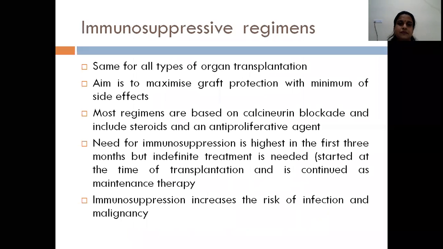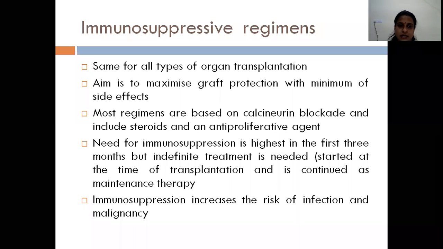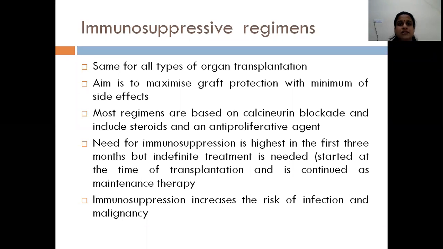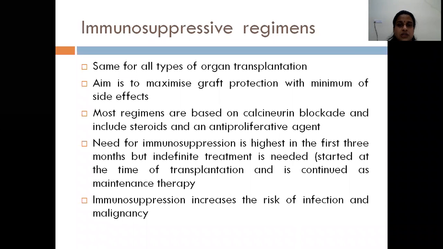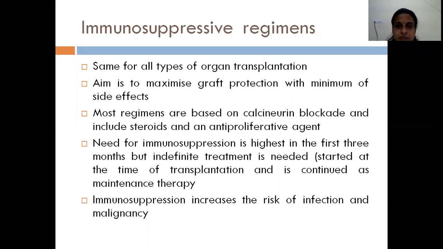So what are the various immunosuppressive regimens to be used for a particular organ transplantation? Basically, it is the same for all organ transplantation. You have to suppress the host immunity to maximize the graft protection with minimum side effects. Side effects to the recipient should be as low as possible.